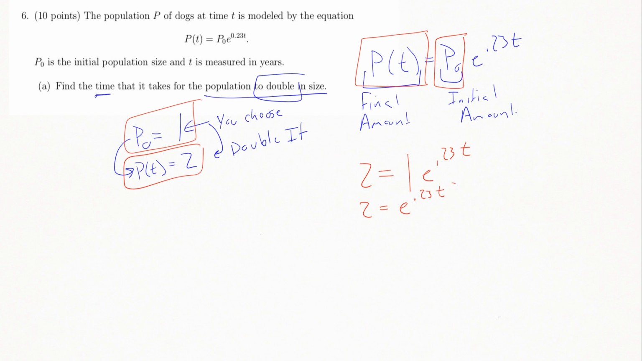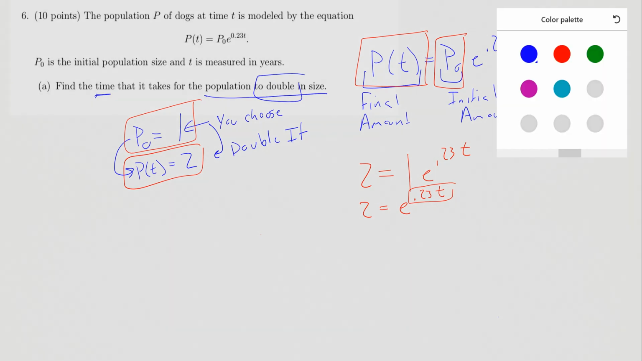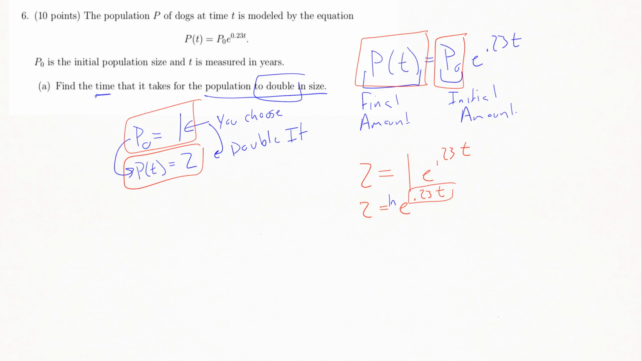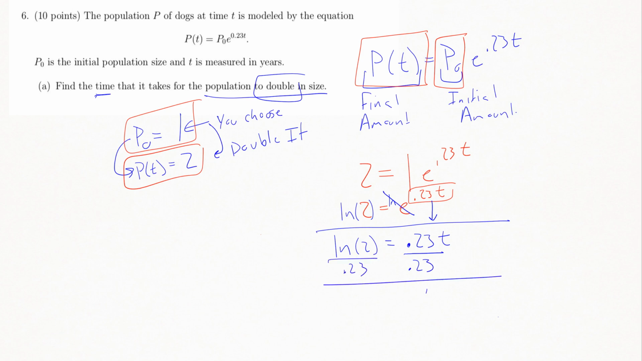To get at this t in the exponent up here, to cancel out an e, you need to natural log both sides of the equation. So I'm going to natural log the right side here, and that means whatever I do to one side, I have to do to the other. So I'll natural log that left side. What that's going to leave me with is the natural log of 2 equals, and the natural log and e cancel each other out, and whatever was in that exponent is going to drop straight down. So 0.23 times t, and then again, we're trying to get t by itself, so divide by 0.23, divide by 0.23, and we'll get t equals the natural log of 2 divided by 0.23.